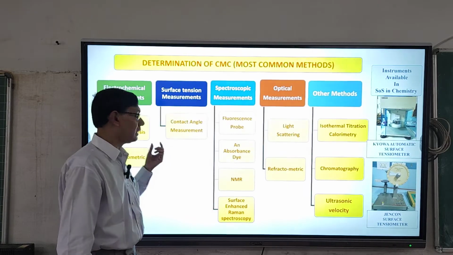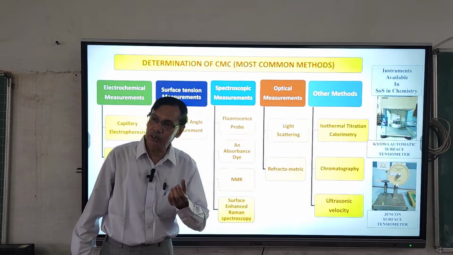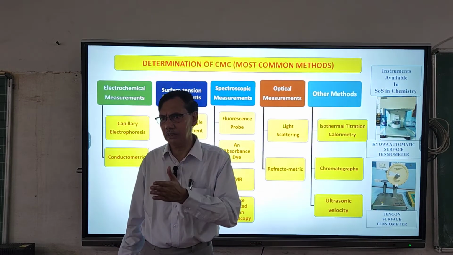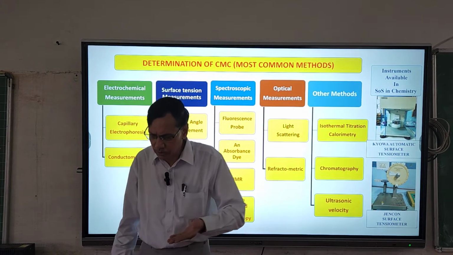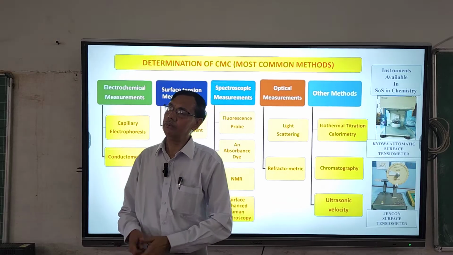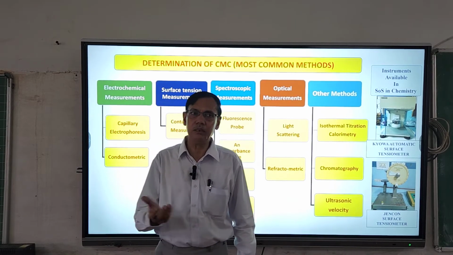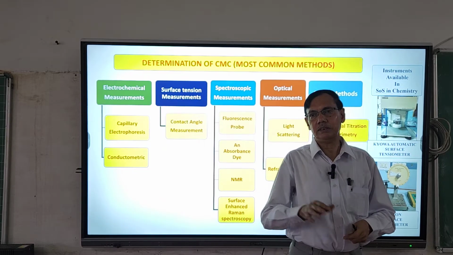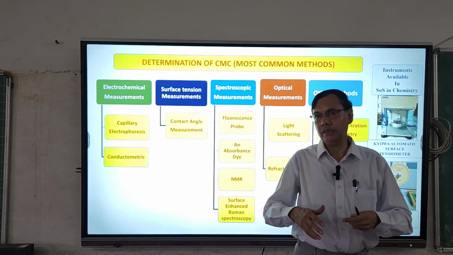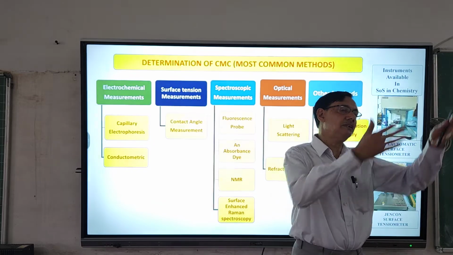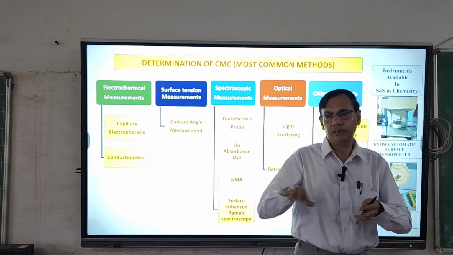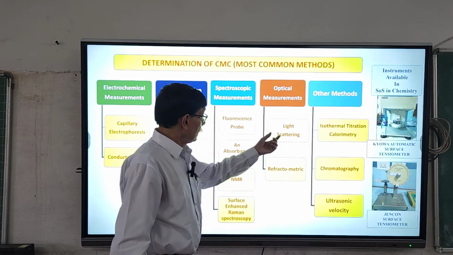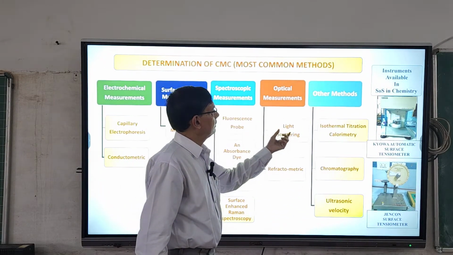If we are talking about the conductometric method, we will measure the observed conductance or specific conductance or equivalent conductance with respect to the concentration of surfactant. If we are using the surface tension method, we will measure the surface tension with respect to the concentration of surfactant. If we are using the NMR method, we will measure the chemical shift at different surfactant concentrations, like that. The light scattering method is also important.